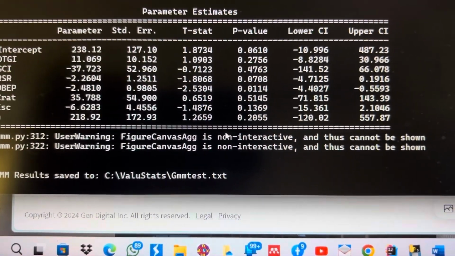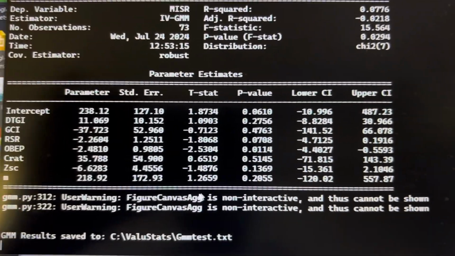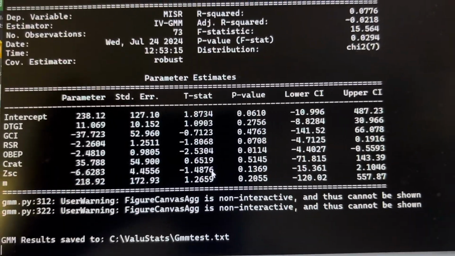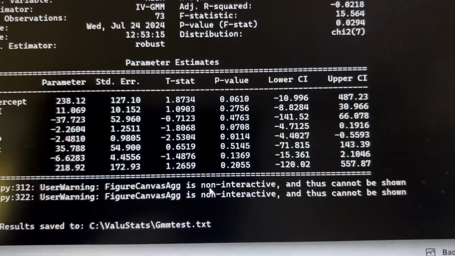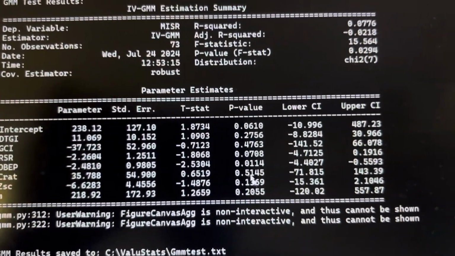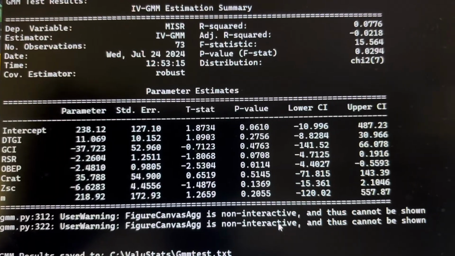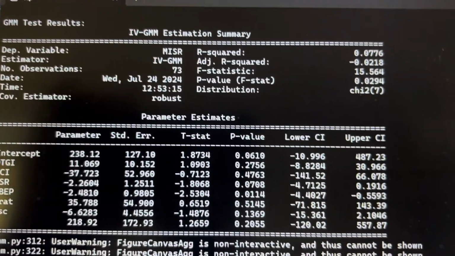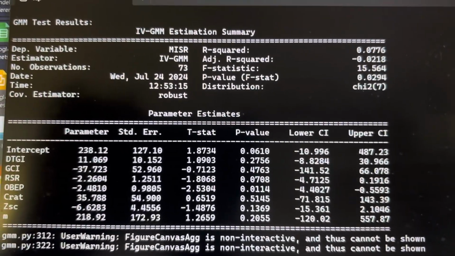So that is about the GMM, when you are supposed to use it, why you are supposed to use it, and how you can actually use it with the VSP statistical package.